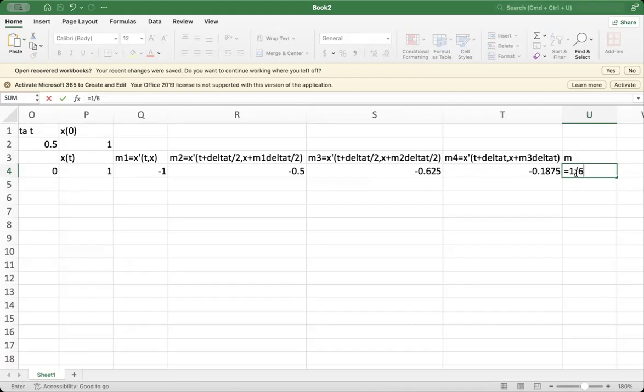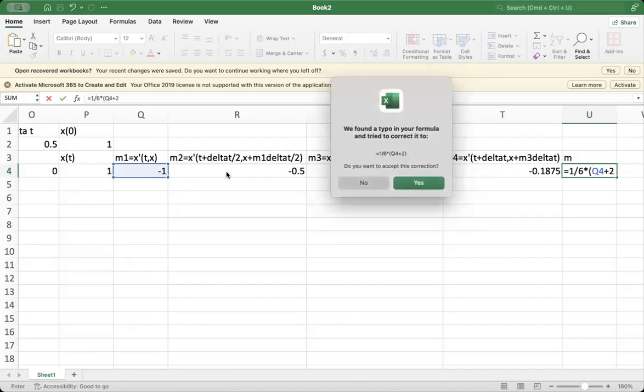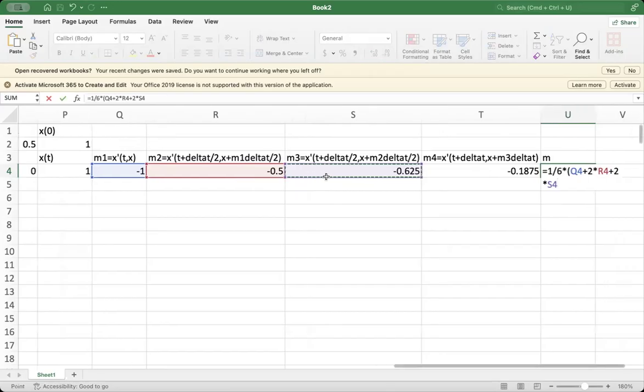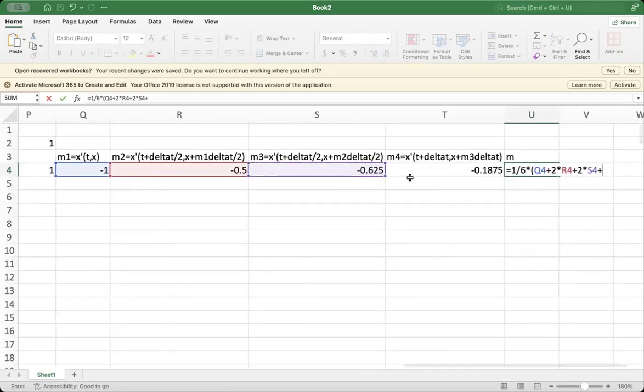Yes, it's a weighted average of that. And so times, and then in parentheses, you're going to do M1 plus 2 times M2 plus 2 times M3 and then plus M4. It gives one weight to M1, two weights to M2, two weights to M3, and one weight to M4. So this is the weighted average of that.